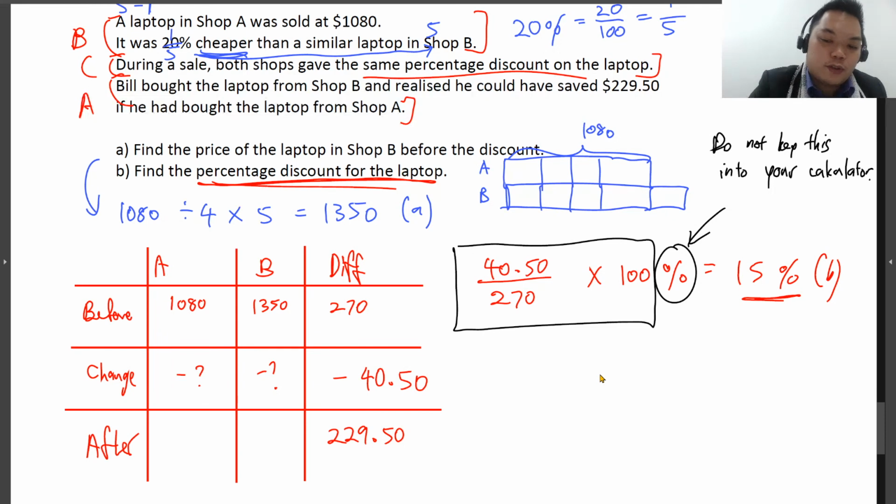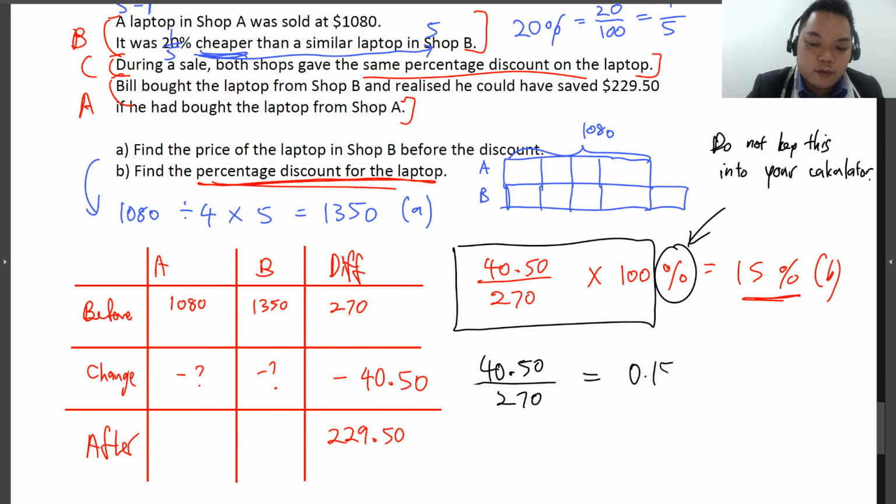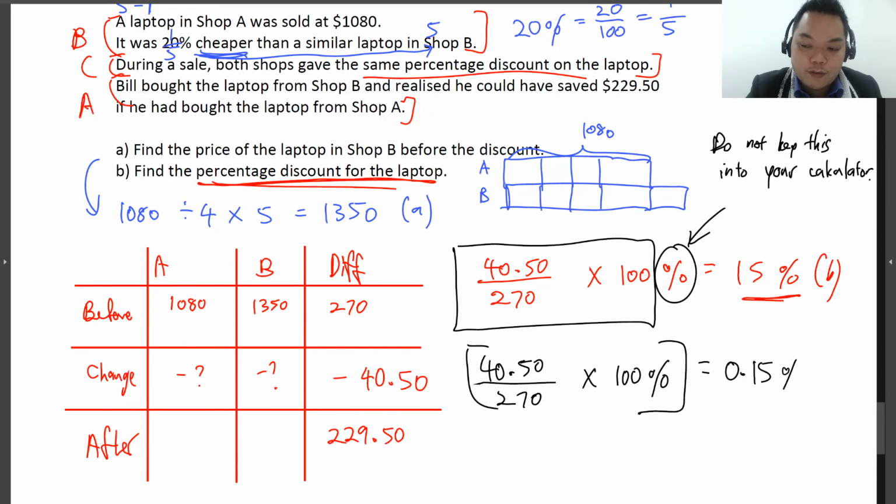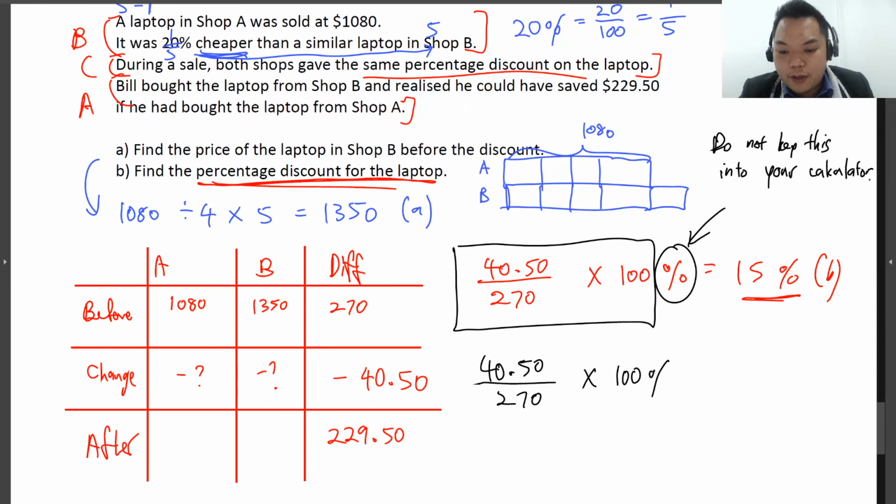No, you don't get the same answer. You try 40.50 over 270. You will get 0.15. And you need to convert this, manually convert this to 15%. But what I'm saying here is, if you're not careful and you key this in, you may express your answer as 0.15%. That's the dangerous part. Okay, this one is a bit more on the P5, P6 side.